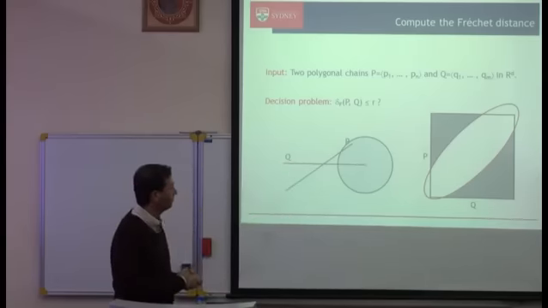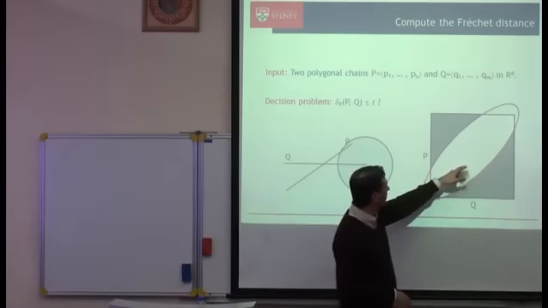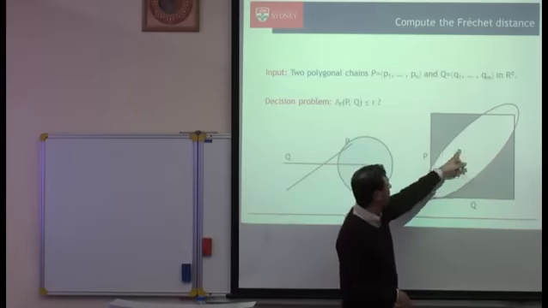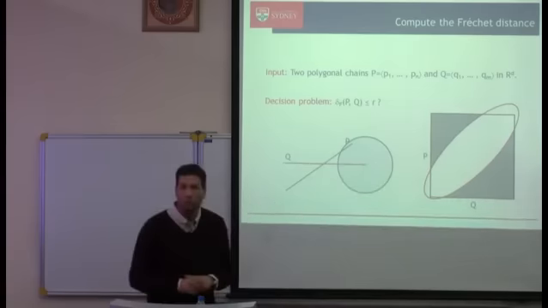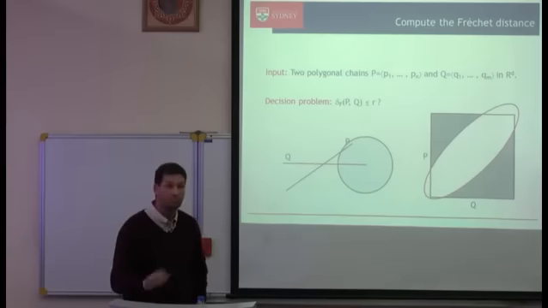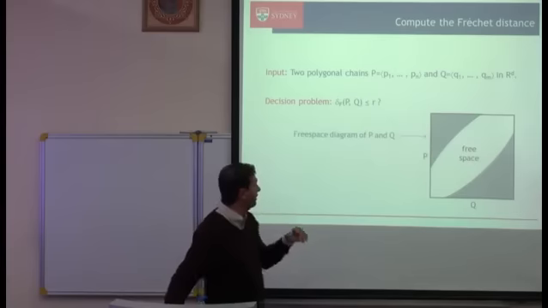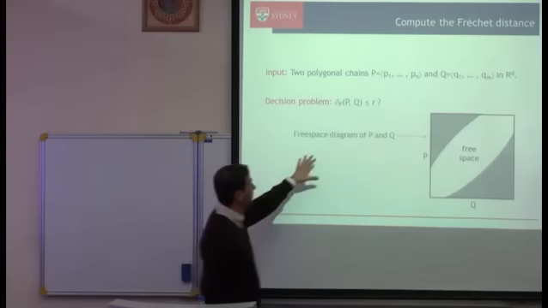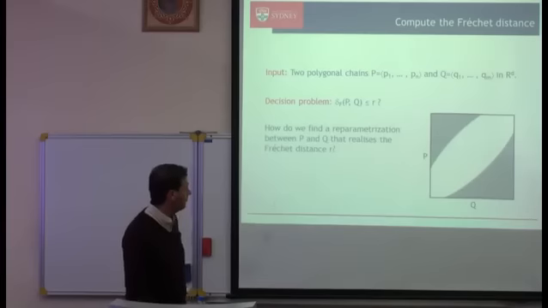Okay? So for every point inside this white space, if I have this point here, it will correspond to a point on P and a point on Q, and the distance between those two points will be at most R. Okay? Is this clear? Yes, good. So this is called my free space, and this is the free space diagram of P and Q.